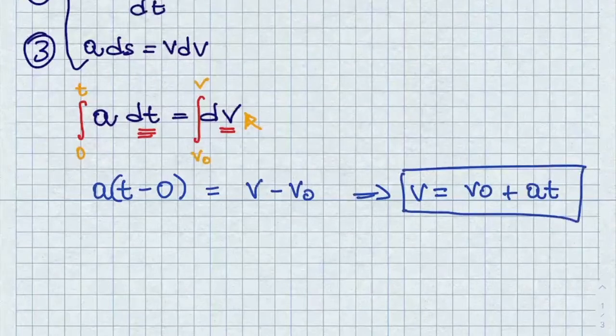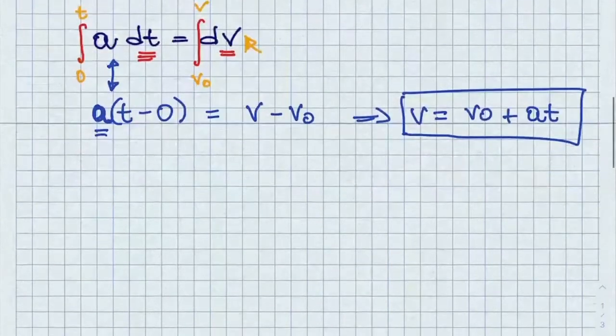which means v is equal to v naught plus at. Now I was allowed to do this step right here, provided that a is constant. If a is not constant, you cannot treat this as a number, as a constant, and take it out of the integral. So this only applies if a is a constant.